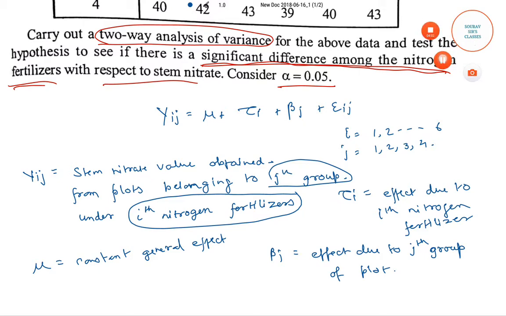So we have mu as the constant general effect, tau i is the effect due to the ith nitrogen fertilizer, and beta j is the effect due to the jth group of plot, and Yij is the stem nitrate value obtained from the plots belonging to the jth group under the ith nitrogen fertilizer, and this term epsilon ij is the random error.